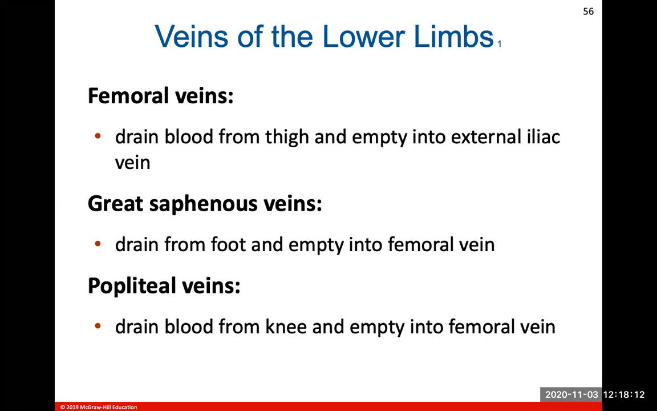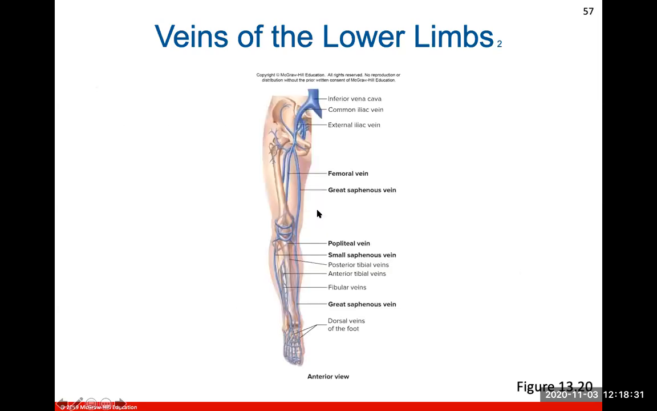Veins of the lower limb: your femoral veins drain blood from your thigh and empty into the external iliac. The great saphenous vein will drain from the foot and empty into your femoral vein. So the great saphenous vein actually travels the entire length of the leg. Popliteal veins drain blood from your knee. And here's a look at those labeled, the veins of the lower limbs.